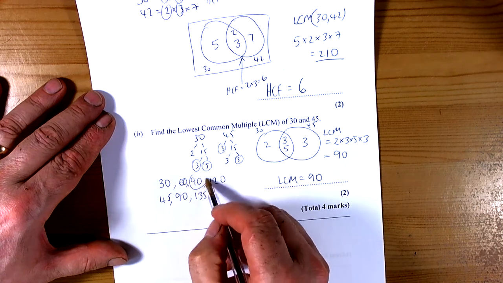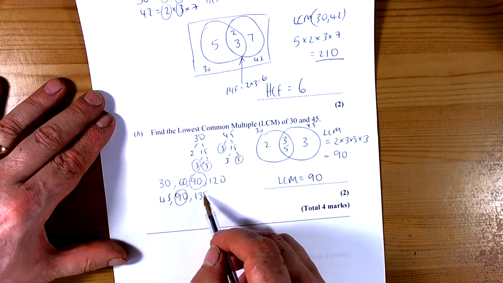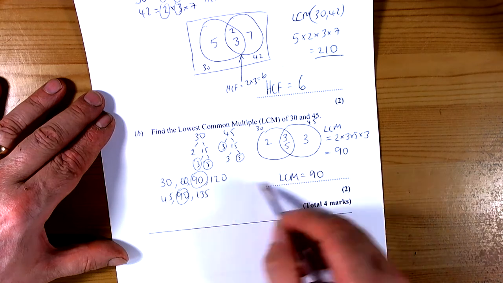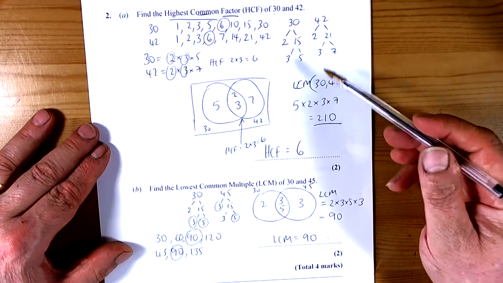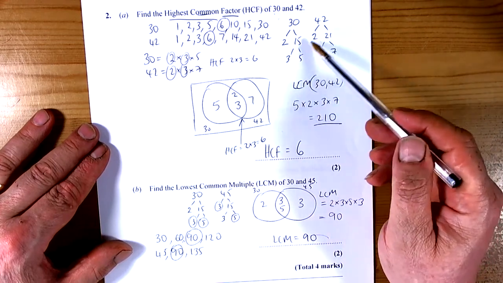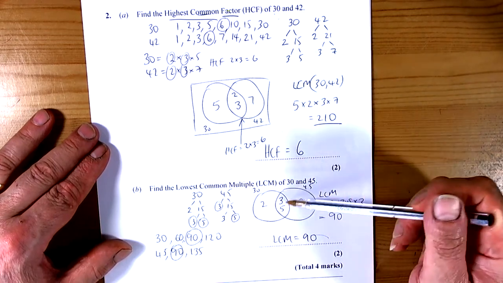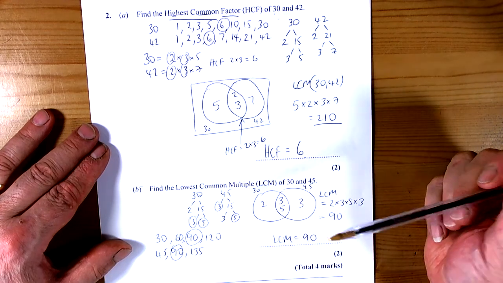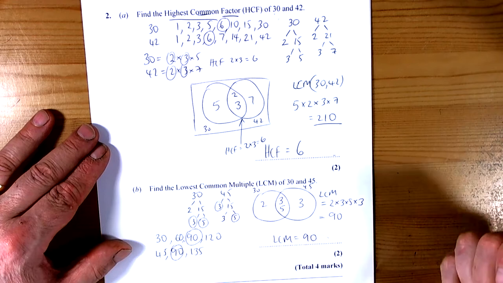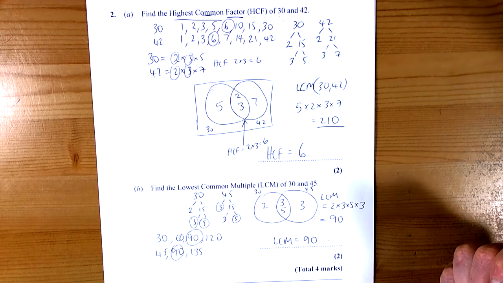135, and then we notice that the lowest number in both times tables is 90. So either way we've got the answer of 90. But as I say, the numbers won't always be as low as these, so it's worth learning the prime factor method and then doing the Venn diagram, because you can see from that quite quickly what the lowest common multiples are and what the highest common factors are. Okay, so that's a run through of highest common factor and lowest common multiple.